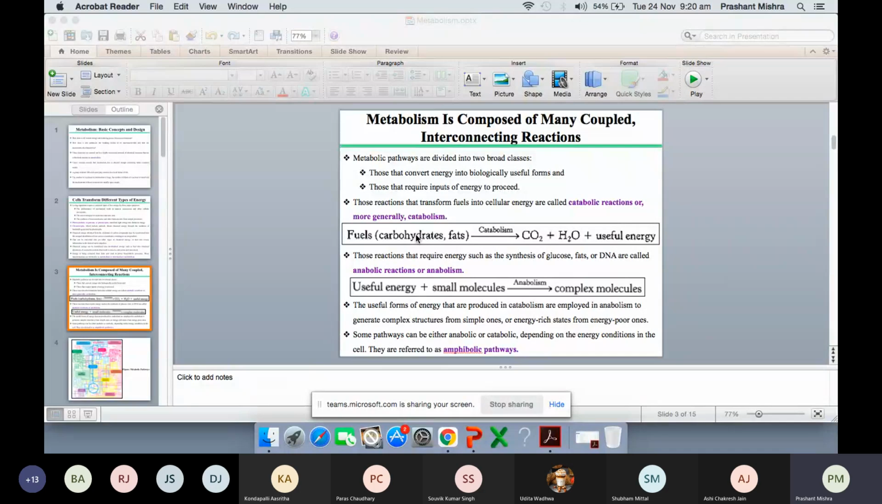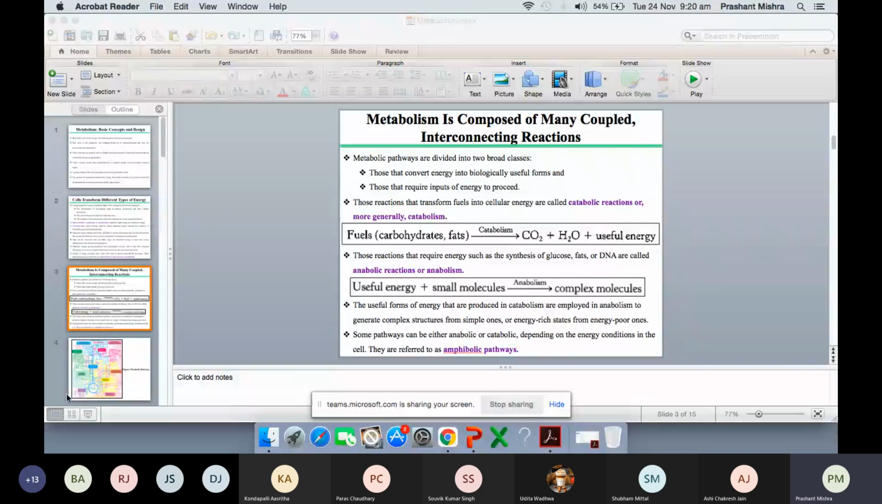But in some pathways, you will find that both the reactions occur. There is a control. Whenever you have excess of energy, it will go for the anabolic process. But on the other hand, when you have less energy, the same reaction will go for the catabolic reaction. So you have both catabolic and anabolic operation in the same set of metabolic pathway, which I will talk about when we talk about the Krebs cycle or TCA cycle.